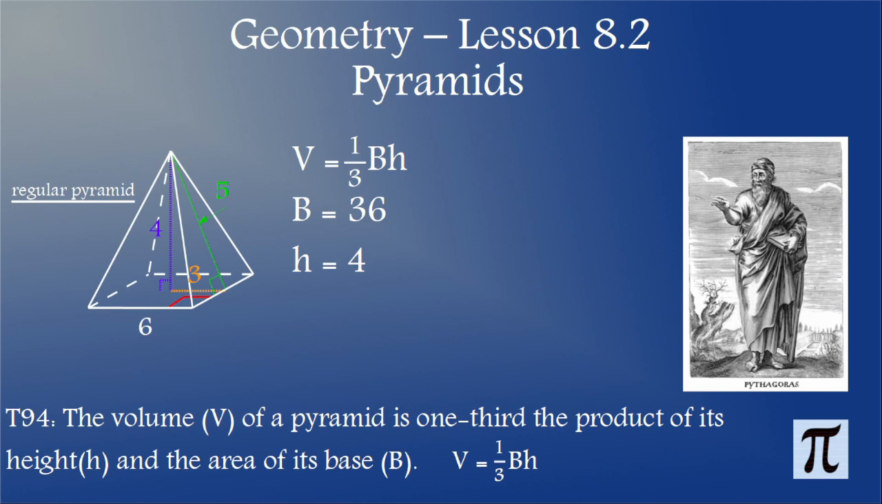So now we know that the height is 4, we can plug that back into the original equation. Volume equals 1/3 base area times height. So 1/3 times 36 times 4 equals 48. That is the volume of this pyramid.